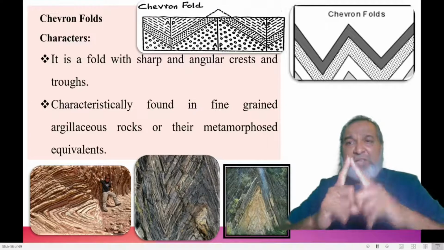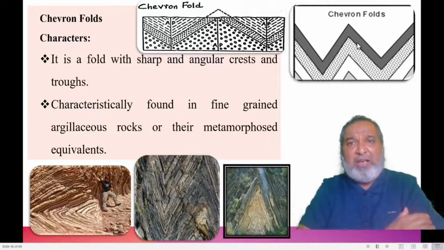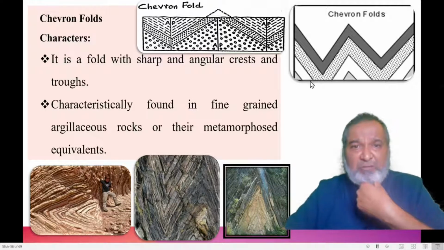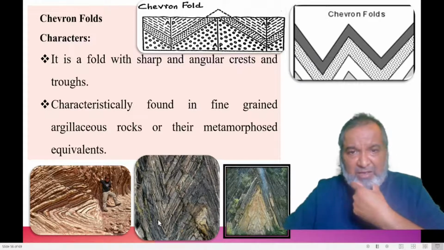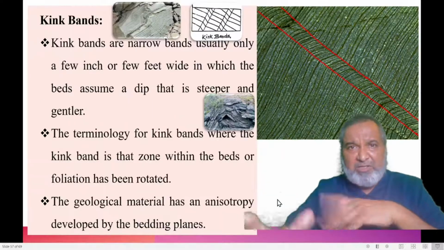Wherever we have sharp edges, angular sharp edges, crest and trough, that is the chevron one. It is normally found in argillaceous rock. Yes, you can see the sharp edges are there, in any of the four figures in the diagram.